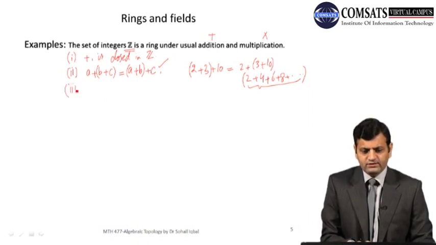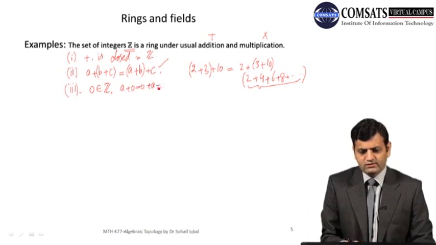So in the third case, I need to find the additive identity. Of course, 0 belongs to the set of integers such that a plus 0 is equal to 0 plus a is equal to a, and this holds for all a belongs to Z. So we can say that Z has an additive identity. We call it the additive identity because if we change the binary operation, then this identity will change. That's why we add the prefix to the word identity: this is the identity under the operation of addition.